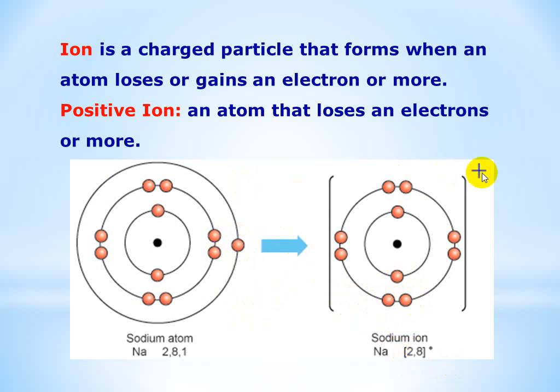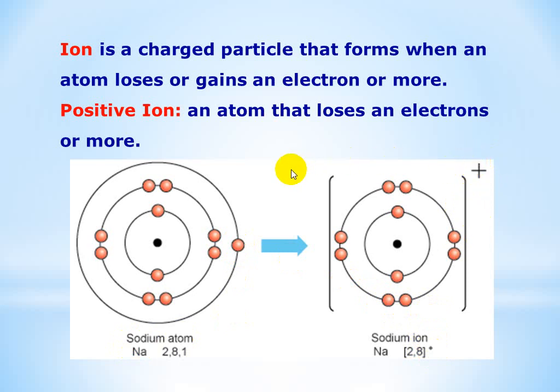This is a positive ion. Why positive? Because the number of protons inside the nucleus exceeds the number of electrons. Here it has 11 protons, 11 positive protons and 11 negative electrons. The number of electrons decreases by 1, so the positive charge exceeds the negative charge and becomes a positive ion.